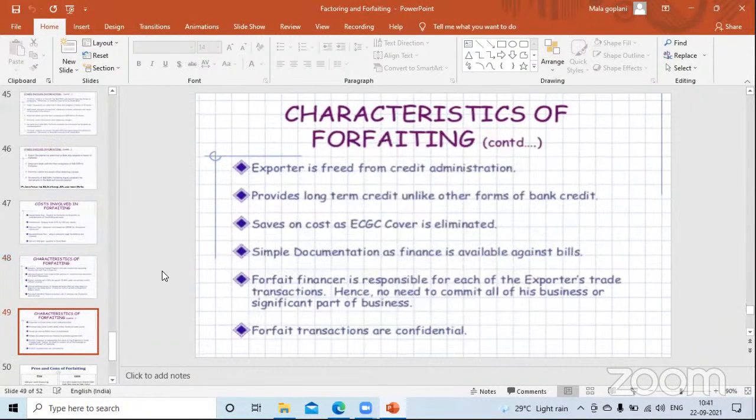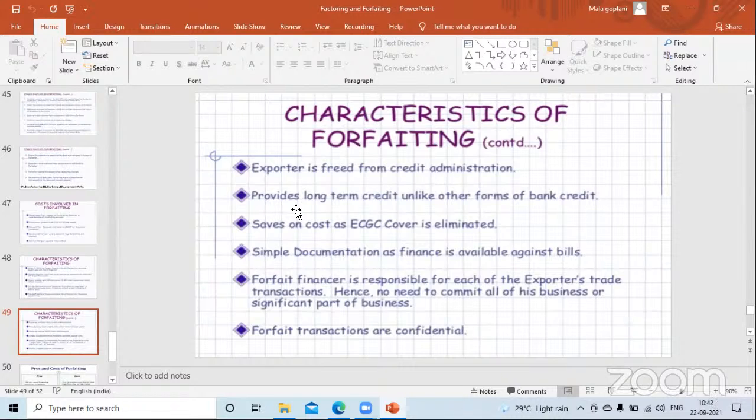Okay. The exporter is free from credit administration. He is relaxed. Why? Because he will not have to keep checking with the debtors, their due dates, the amount that has to be received from them, and the outstanding amount that has to be received from them. The exporter will not take all this headache on their heads. Okay, he is free from the stress.